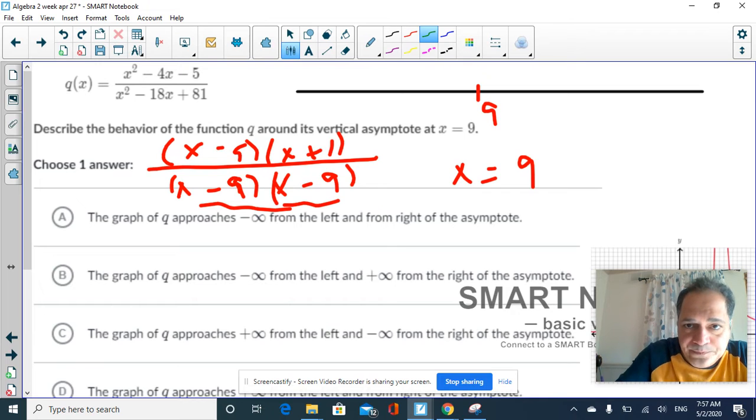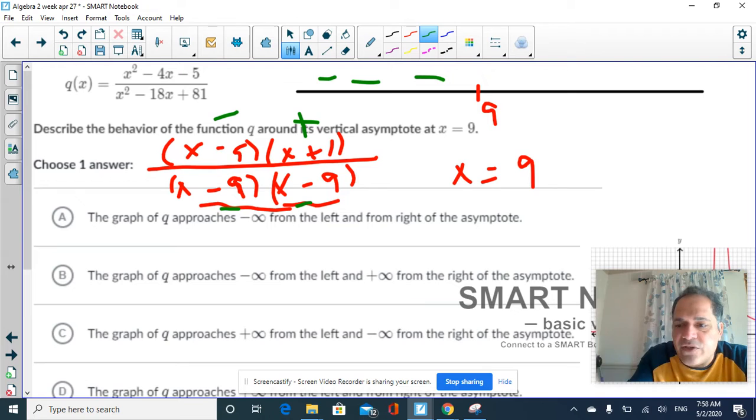Now you are going to check from left and right. From left, it means a point before 9. Check any other point except 5 and -1. Pick 0, for example. If you have 0 minus 5, it's negative. 0 plus 1 is positive. So negative times positive is negative. At the bottom, negative times negative is positive. So negative over positive is negative.